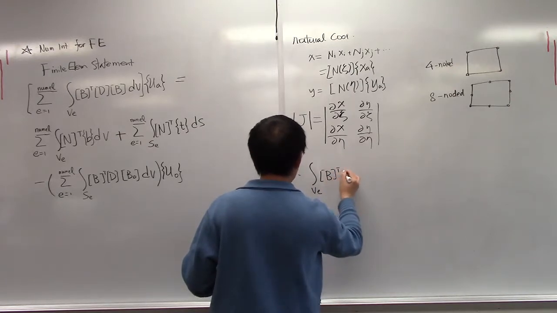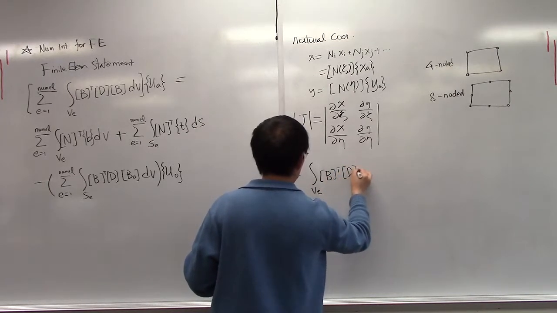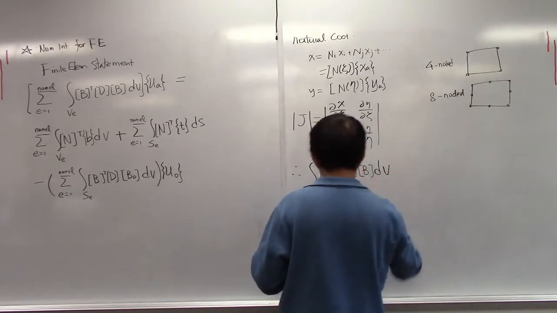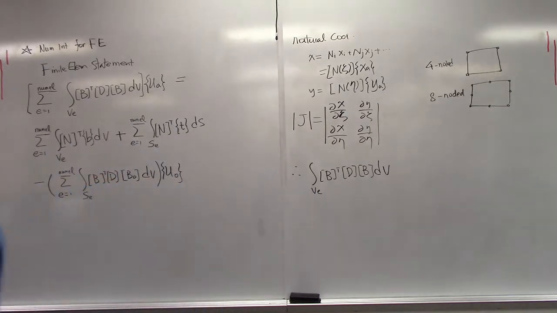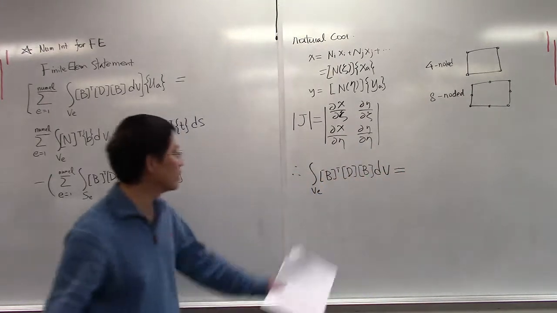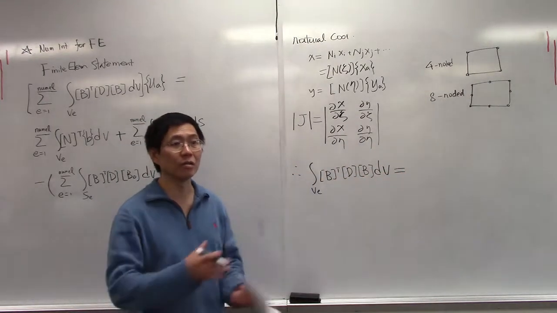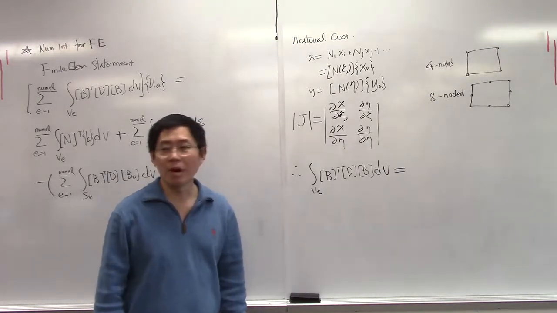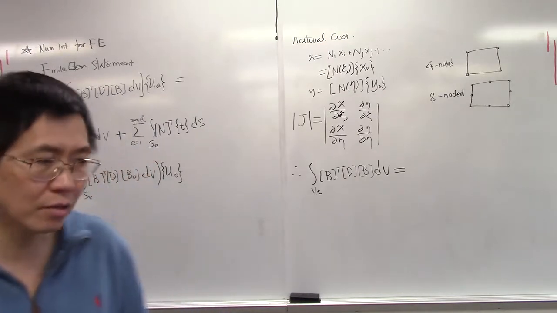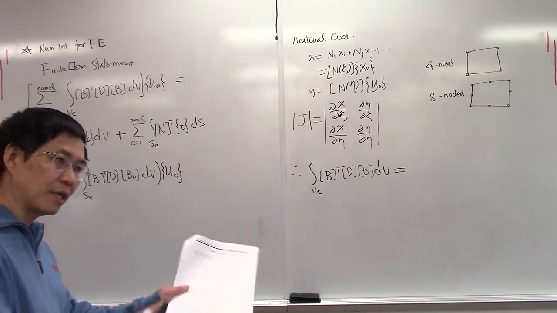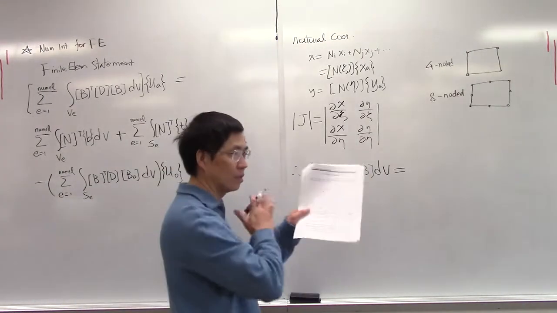B transpose D matrix and then B and then dV. So this is the focus, because that's the element stiffness, okay, will be transformed into, now this is in volume integration, so it is 3-dimension, 3D. But because the problem we are going to solve, or the program we are going to code, will be a 2D FEM program. The thickness is a constant, so it's uniform.